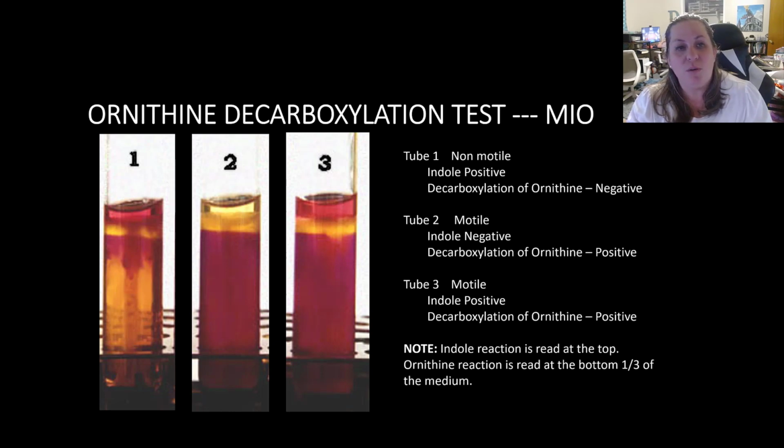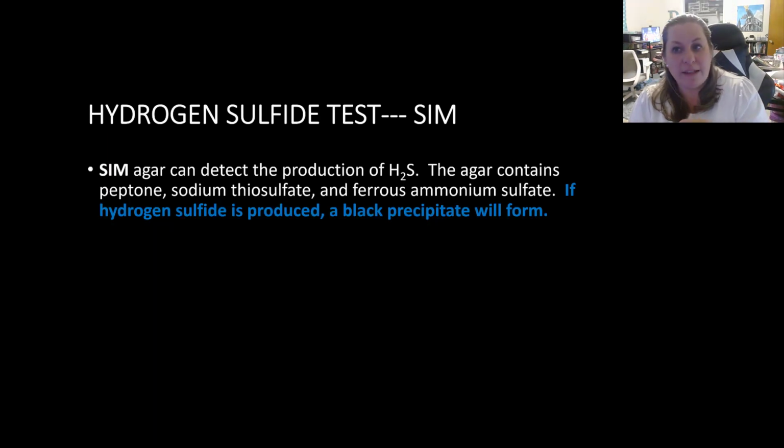So a quick note here, the indole reaction is red at the very top of these tests, whereas the ornithine reaction is red at the bottom third of the media. So you're going to do top versus bottom on these two types of tests. However, like I said, this is not one we're going to be doing in class. We are going to be doing the SIM test.